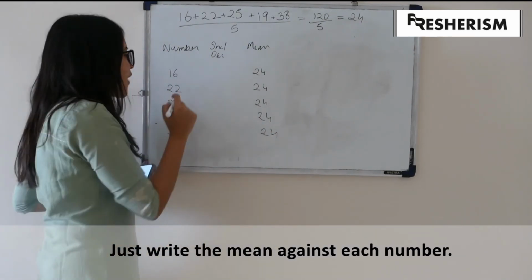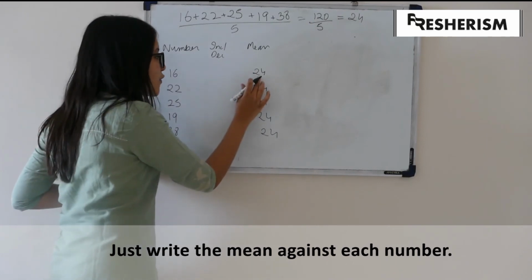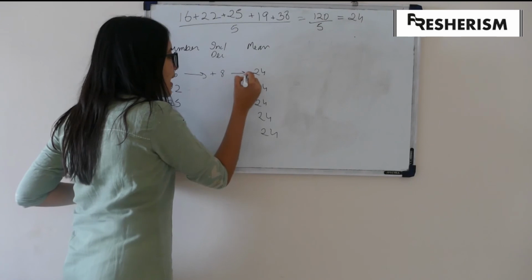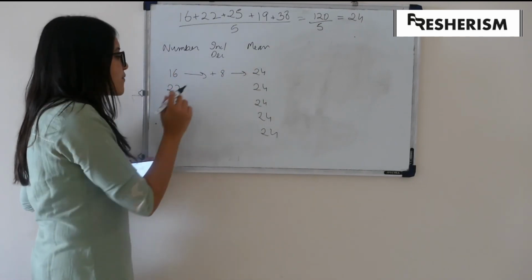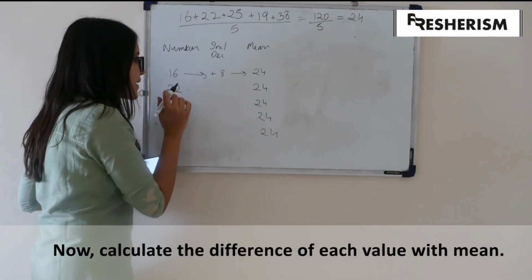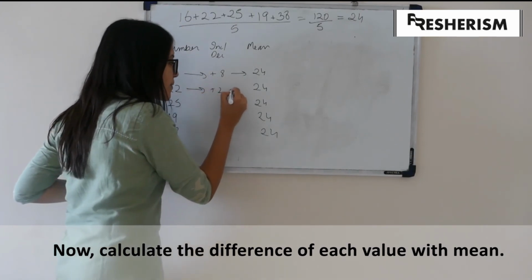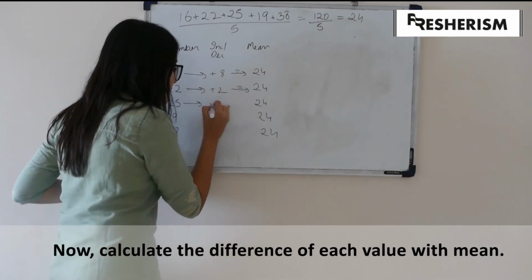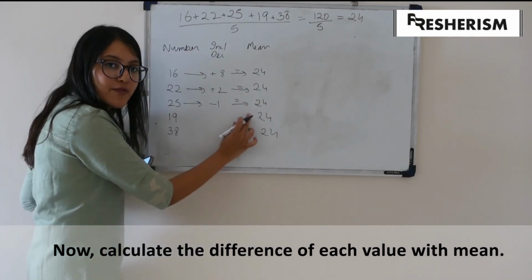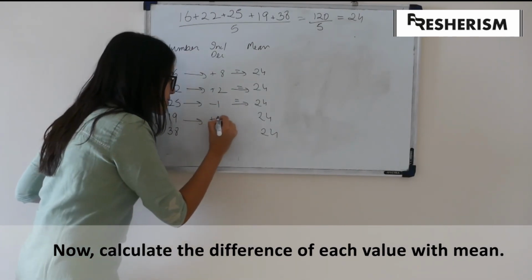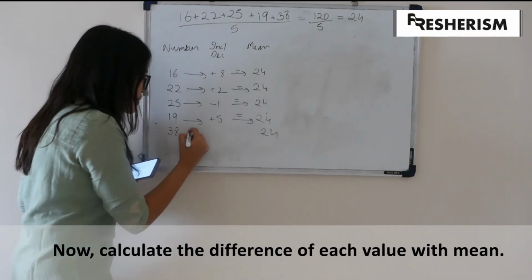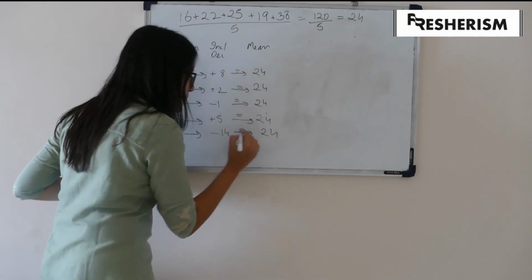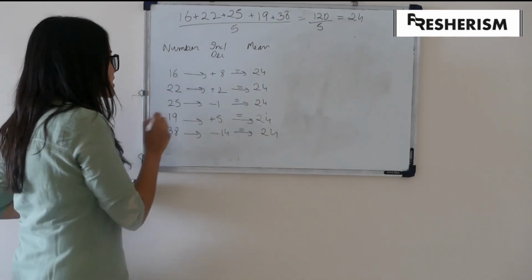Correct. Now, if I have to go from 16 to 24, I'll simply add 8 to it and I'll get 24. If I have to go to 24 from 22, I'll add 2 to it to get 24. From 25 to 24, minus 1. From 19 to 24, plus 5. And from 38 to 24, minus 14. Correct? Now let us see this.